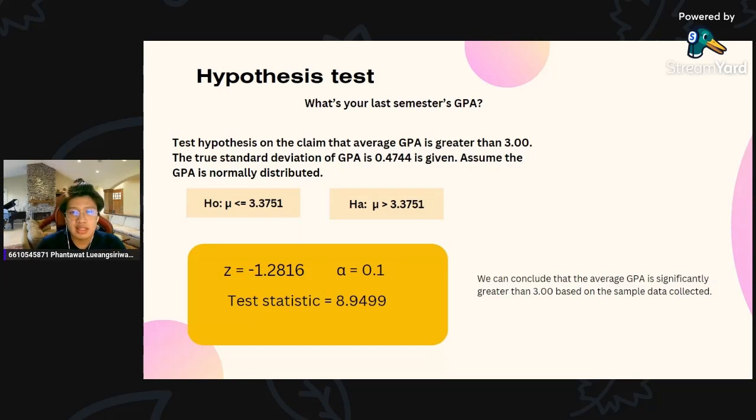So we got the z-score equal to minus 1.2816, and the test statistic is equal to 8.9499. So after the computation, we can conclude that the average GPA is significantly greater than 3.00 based on the sample data collected.